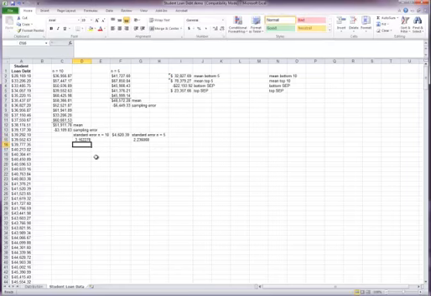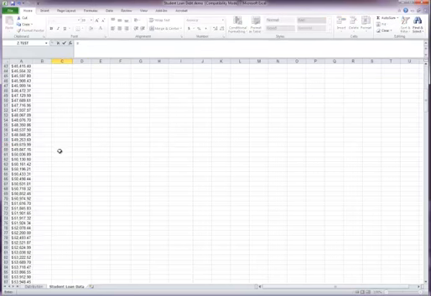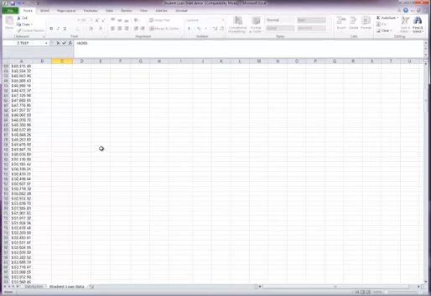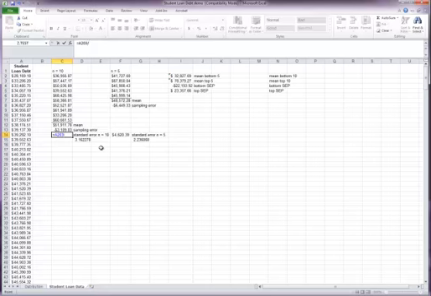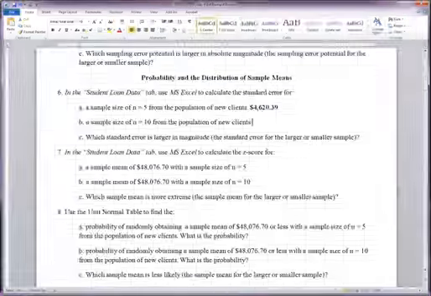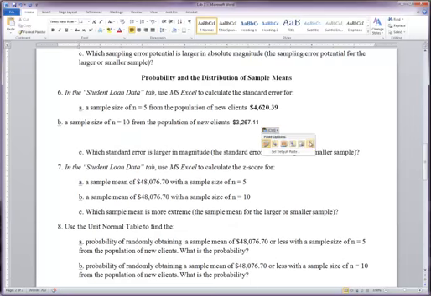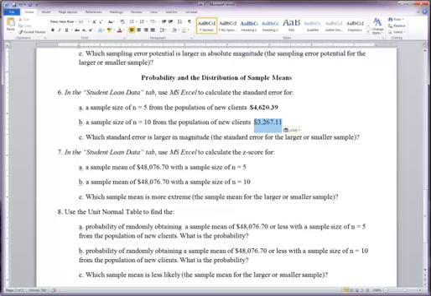10, enter. And now to find the standard error, so equals the population standard deviation divided by, so a little slash, square root of the sample size, hit enter. Now I'm going to Control C, copy this, and then Control V, paste it into my lab assignment and make it bold.